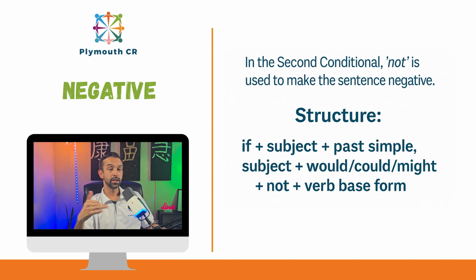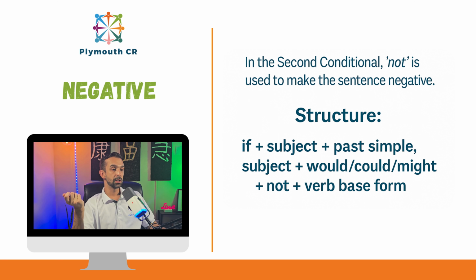Then, for the negative structure in the second conditional, the only thing we have to do is use the not to make the sentence negative. You are going to keep the same structure, if plus subject plus the past simple, and then in the result, you're going to add the not in the modal auxiliary. I would not, or you would not, or I could not, or I might not.